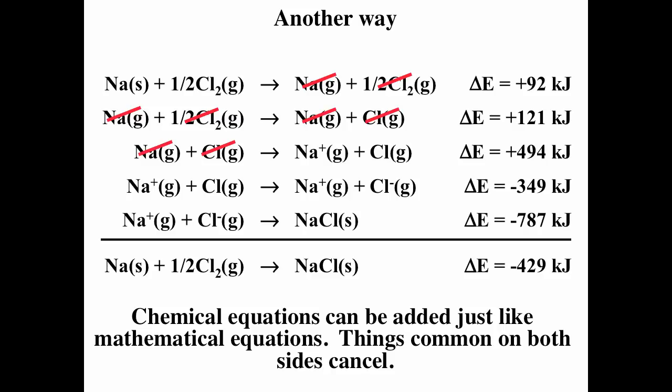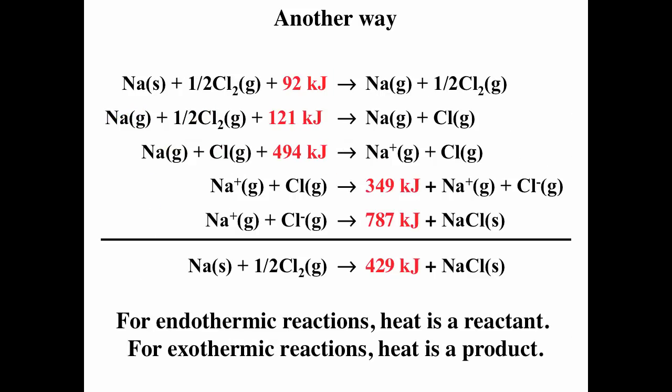Now, if things are common on both sides of the arrow, they actually cancel. And so we notice that if we add all these steps, we end up with sodium metal plus chlorine gas going to sodium chloride solid. If we add up the energy, we see minus 429 kilojoules. Now we can also write down the energy as products and reactants. And again, it's basically the same thing. And so this would be an exothermic process if that energy is in terms of heat.